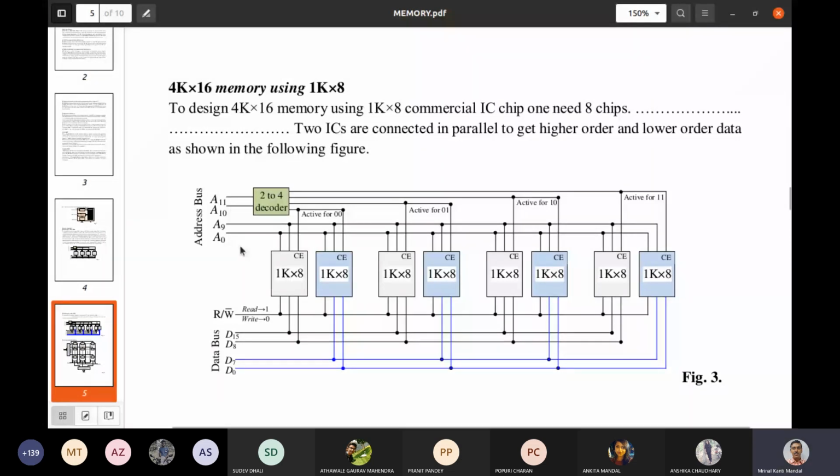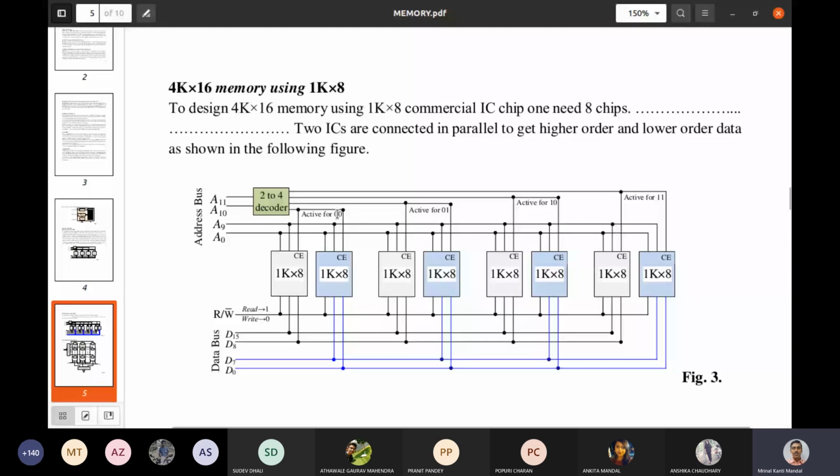Now, for addressing, because it is 4K, 12 address lines are needed. So 10 address lines are common for all the ICs, and the chip enable is different for different pairs of ICs. This pair's chip enable signal will be active when 00. This input will be 00.